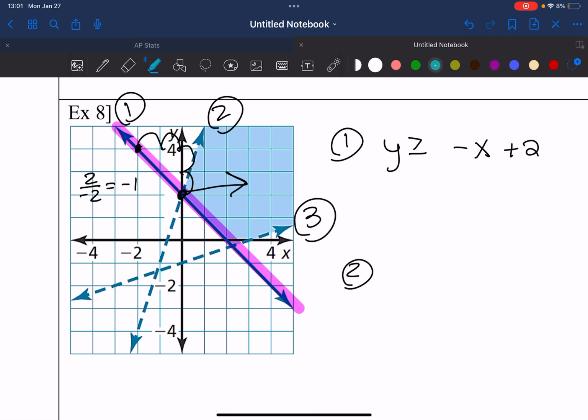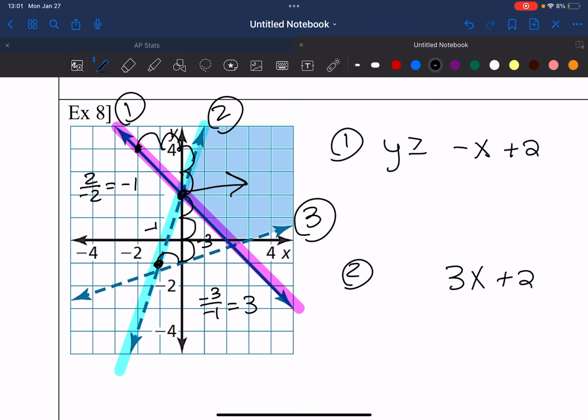Second one. First, I find the y-intercept, so it's also at +2. And then if I find another point right here, I notice that this is down 1, 2, 3, right 1. So -3 over -1... so this is -3 over 1, which is -3. Actually, let's see. This one's actually going down this way. It's getting shaded down this way. So this is less than, so this is y is less than 3x plus 2.